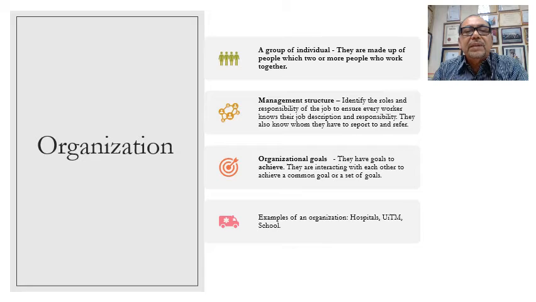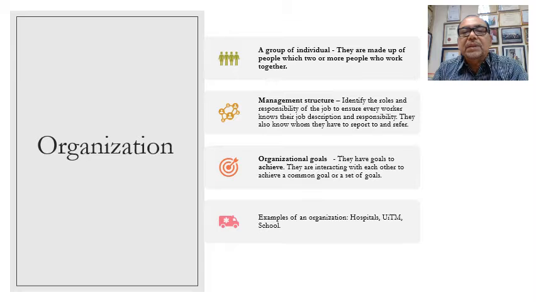So, organization. What is organization? A group of individuals made of people, 2 or more people who work together. So any people, 2 or more, we call it an organization. Yeah, and an organization must be 2 or more people. If 1 person, they cannot be an organization.